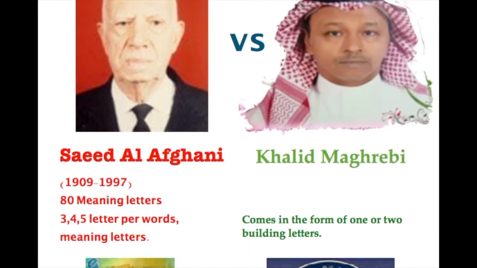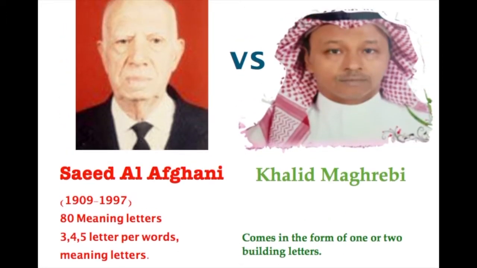And the two of them have disagreed on the meaning letters. Saeed Al-Afghani thinks that there's only 80 meaning letters, and there are meaning letters that come in 3 or 4 or 5 letters per word, like building letters. On the other hand, Khalid thinks that no, it comes in either 1 or 2 building letters.